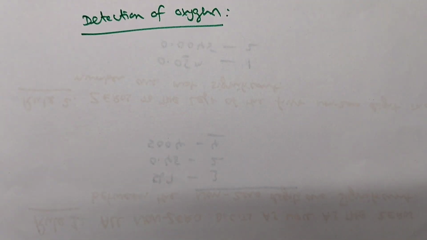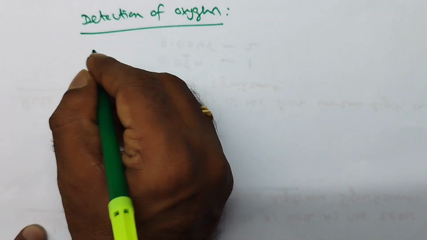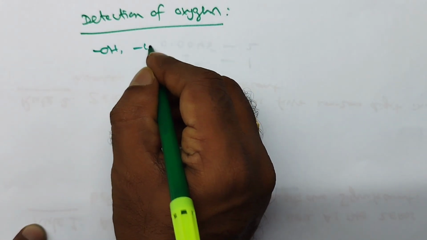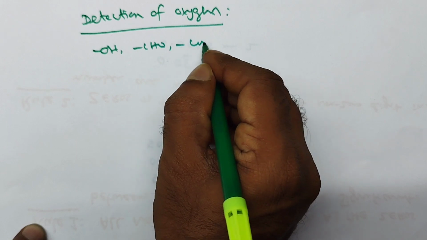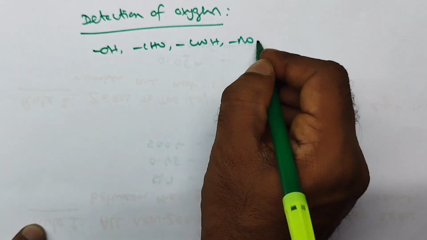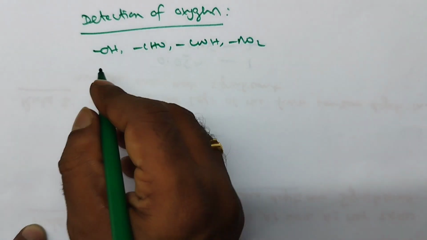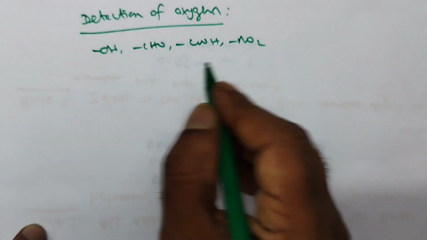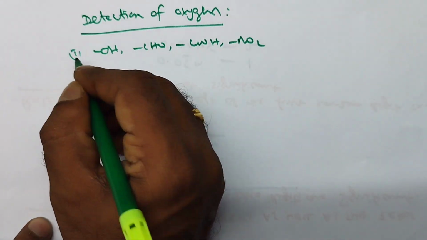Lastly, we will discuss the detection of oxygen in the organic compound. For detecting oxygen, there is no direct test available. So how can you find out? By an indirect method. If the compound is tested for the presence of oxygen-containing functional groups such as OH, aldehyde, carboxylic acids, nitro group, the presence of any of these functional groups indicates the presence of oxygen in the compound.